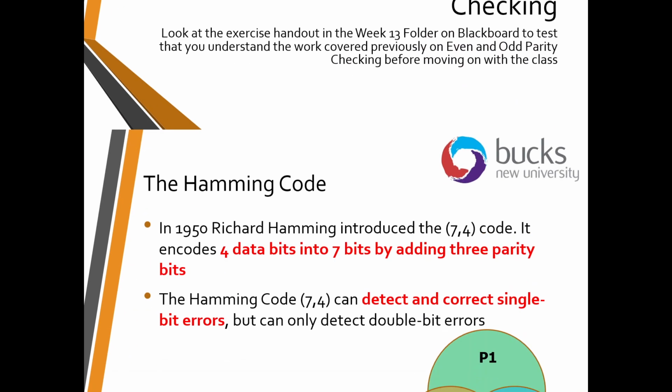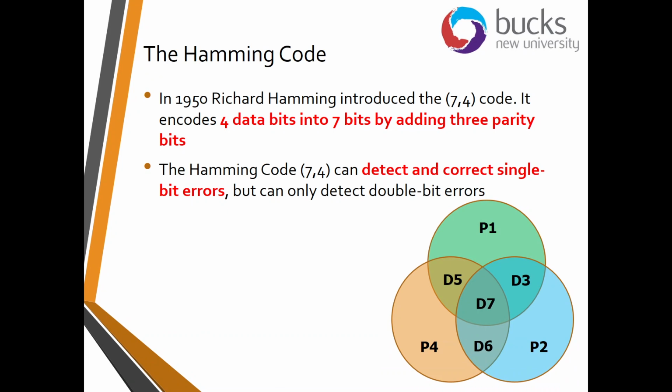So moving on now, for this week, we're introducing the Hamming code. In 1950, Richard Hamming introduced the 7-4 code. It essentially encodes 4 bits of data, or 4 data bits, into 7 bits by adding 3 parity bits. So the Hamming code 7-4 can detect and correct single bit errors, but can only detect double bit errors. So this is another parity bit scheme which allows us to detect single errors and correct them, but effectively can only detect double bit errors. It can't correct them.